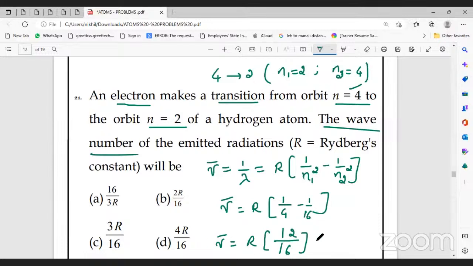So 12 by 16 means 3 by 4, right? 4 3s are 12, 4 4s are 16. So 3 by 4 R.